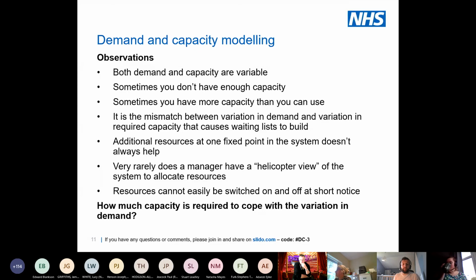Cool. And then the last point on this slide that I just want to quickly talk about is that additional resources at one fixed point in the system doesn't always help. And I think we really saw that with the diagnostics into the pre-assessment, that actually all we're doing is front loading that pre-assessment with more work than they can handle. So the easy answer is generally to try and put more clinics on, or hire some new staff to do some diagnostics work, or something like that. And that actually, when you look at the entire system, all you're really doing is pushing the problem around. And there's a much better way of understanding the whole system approach and understanding what this means downstream from just adding additional capacity in.